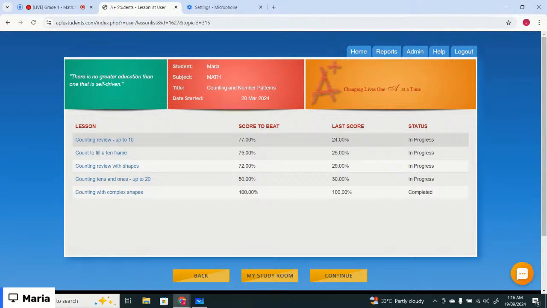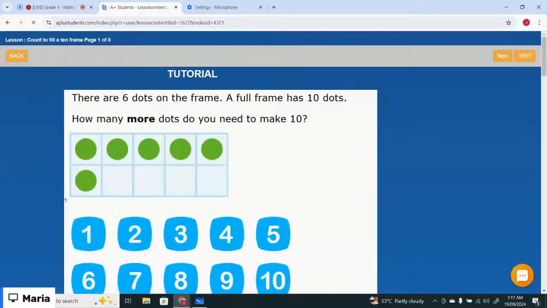Count to fill a 10 frame. Let's just start with the next lesson. So if you need more help with any of the lesson, you can now simply click on this live chat button, right? Tutors are available there to help you.